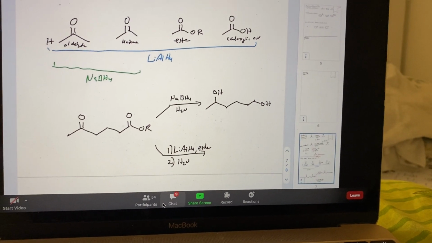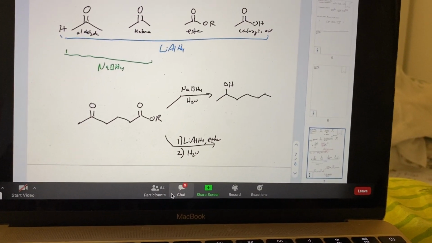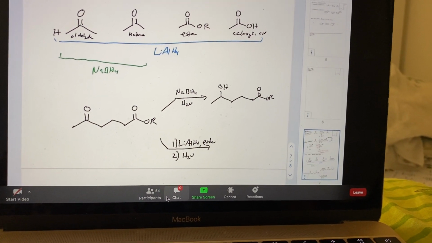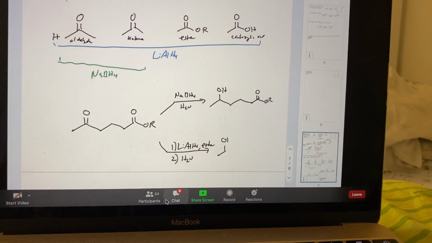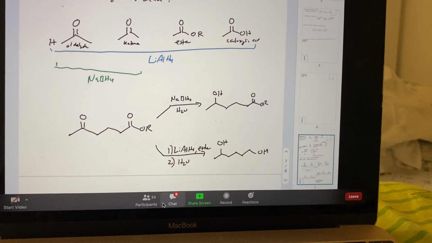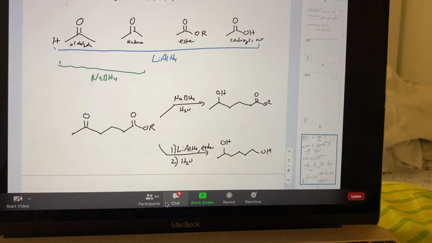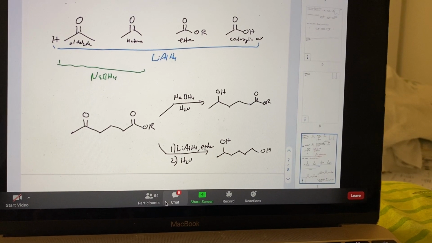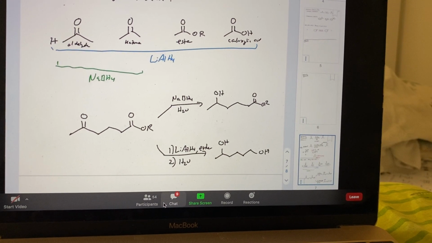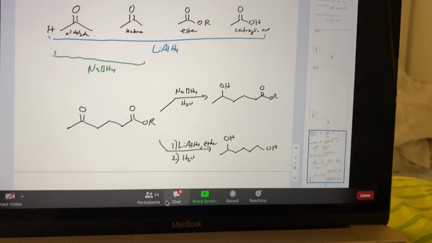Oh, I'm sorry, I made a mistake. I have them mixed up. This is going to stay as the ester. This is going to reduce this all the way to the primary alcohol. So since I kind of messed this up, let's start over again.